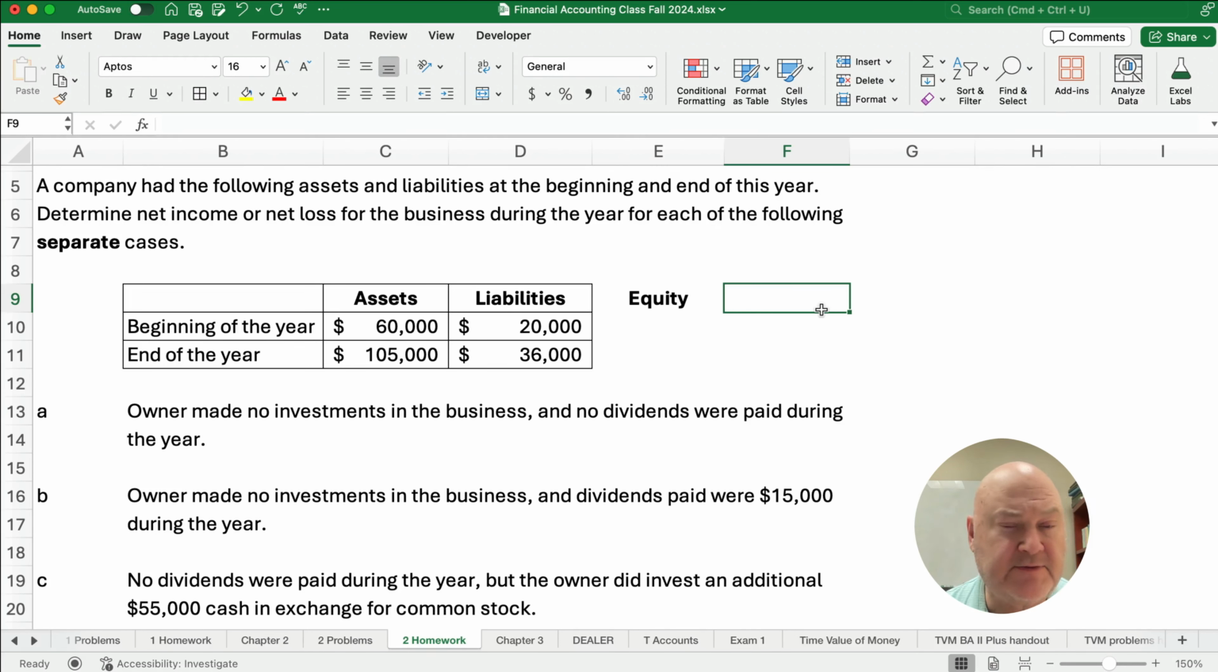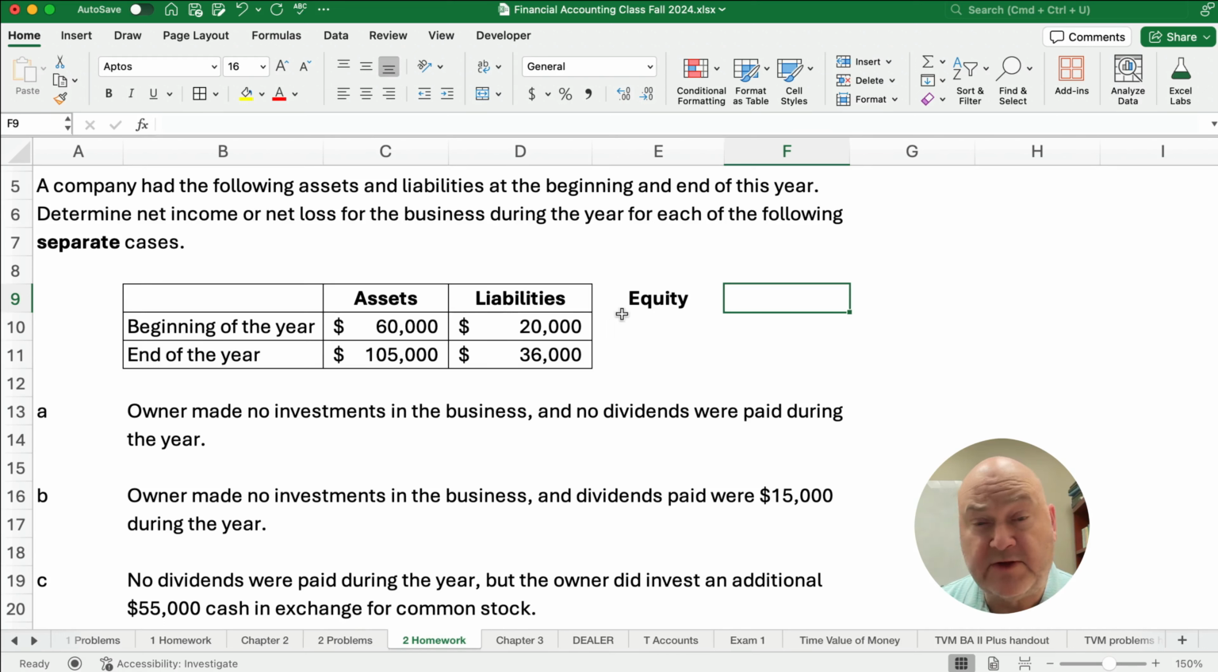This happens to be in Chapter 2 of financial accounting, where you're learning how to do journal entries and you're learning about the financial statements, including the balance sheet where you have assets, liabilities, and equity, and the income statement where you have net income. So here is the problem we have. We have a company that has the following assets and liabilities at the beginning of the year and the end of the year. Here's our assets, liabilities, and equity.